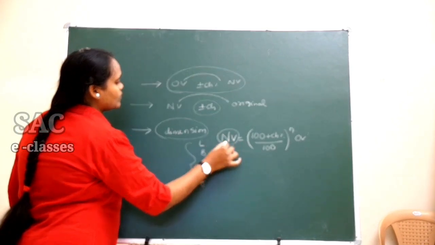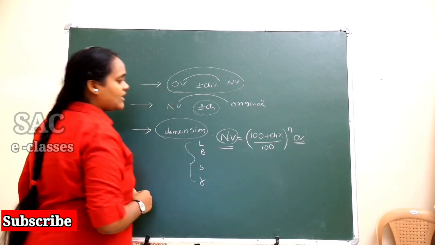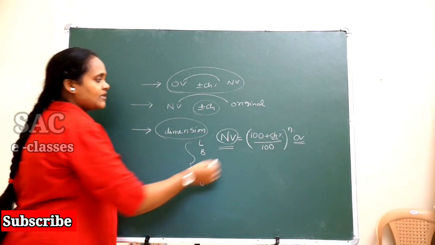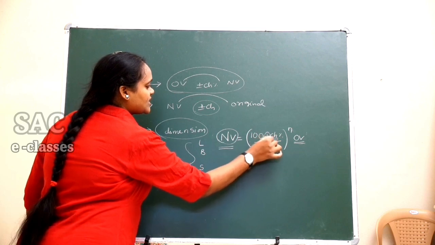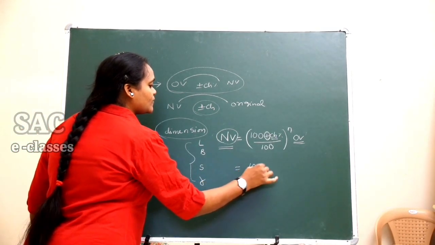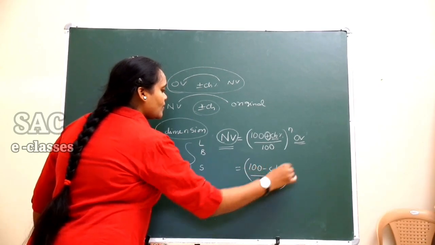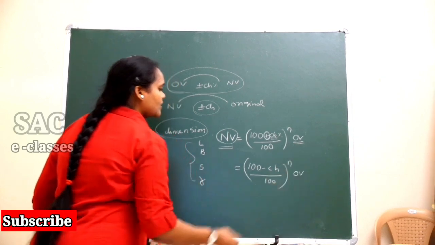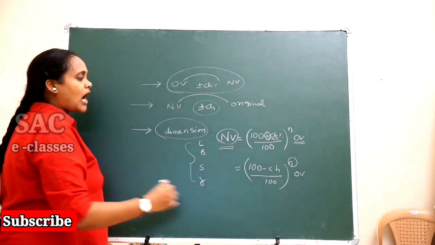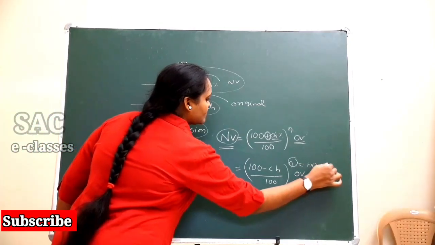NV means the new value. OV means the original value. CH is what I have taken as the change percentage. Whether the percentage change is positive, a plus, or negative, then you should write minus CH by 100, whole power n into original. N stands for the number of times it was changed. How many times it was changed, that N stands for number of times.